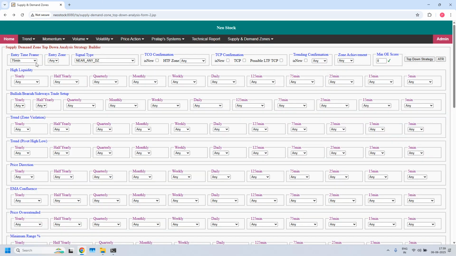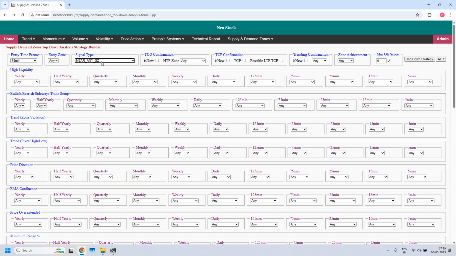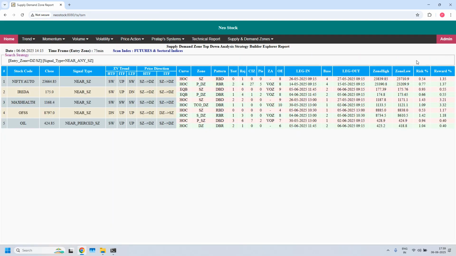Okay, next, for 75 minutes time frame, let us find the stocks near to the 75 minute supply zone. We got 5 stocks. Let us identify high liquidity 75 minute supply zone from this list. No, we don't have any 75 minutes high liquidity supply zones from this list. So this is about the HLQ zone identification.